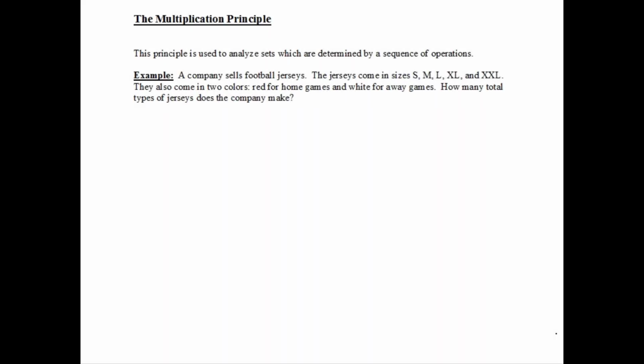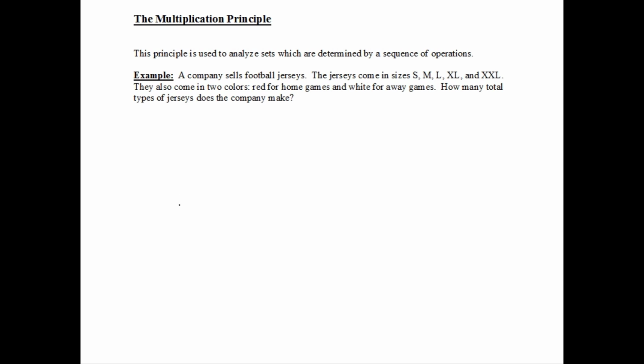Today we're going to learn about something called the multiplication principle, which helps us analyze numbers of possibilities. Let's suppose we have a company selling football jerseys in several sizes, and each size comes in two colors, red and white. We want to determine how many total types of jerseys the company makes.